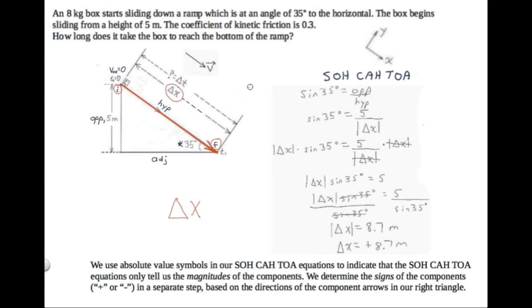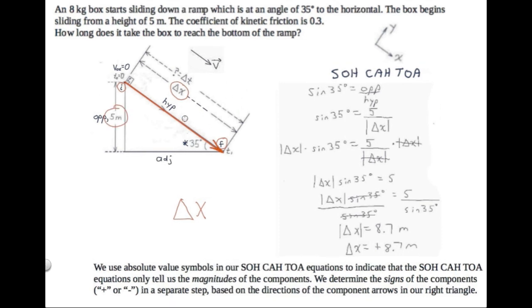I've been encouraging you to label the initial and final points on the path with the symbols I and F, and I think that habit would pay off for this problem. That allows us to more clearly see that this 5 meter vertical distance does not represent the displacement. So now we have to use SOHCAHTOA, which will allow us to use this 5 meter distance and this angle that we were given to determine delta x.